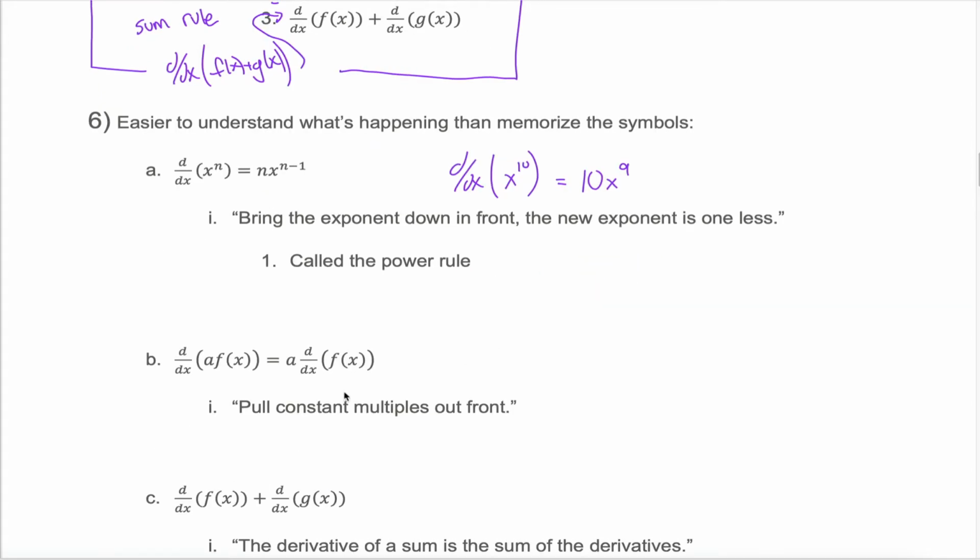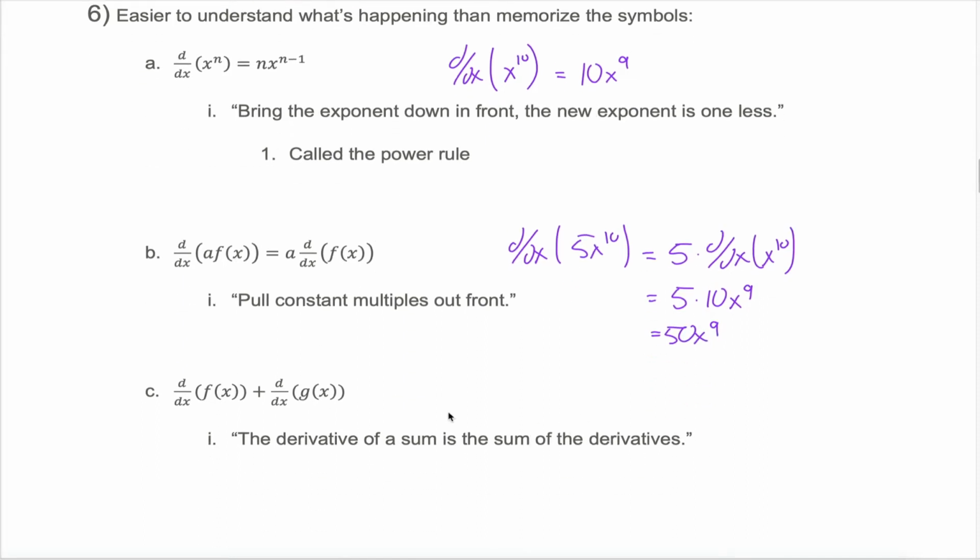The second rule, you might remember by thinking I'm just going to pull constant multiples out in front. So when you ask me what's the derivative of 5x to the 10th power, I'm not going to worry about the derivative of 5x to the 10th power. I'm just going to think about the derivative of x to the 10th power. I'm going to take that constant multiple and pull it out in front of my derivative. Then just apply the power rule. The derivative of x to the 10, I bring the 10 down in front, subtract 1 from the exponent, I get 5 times 10x to the 9th, or 50x to the 9th power.